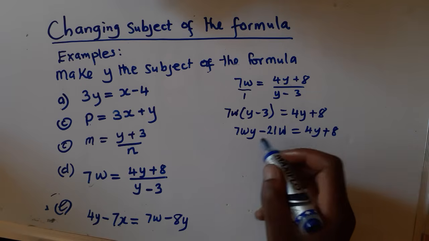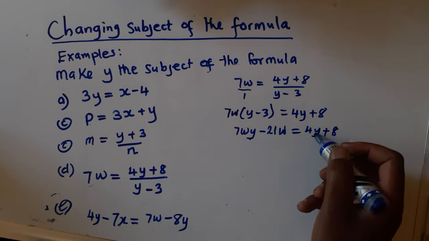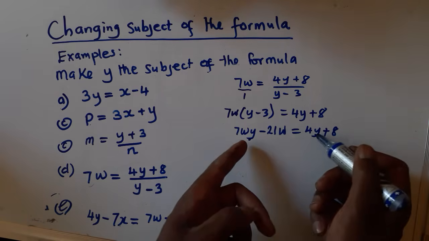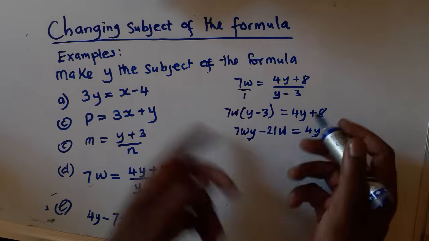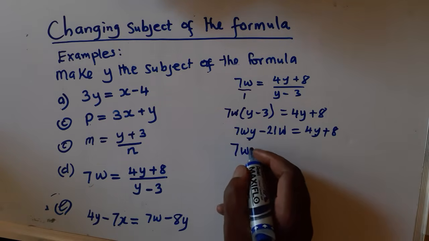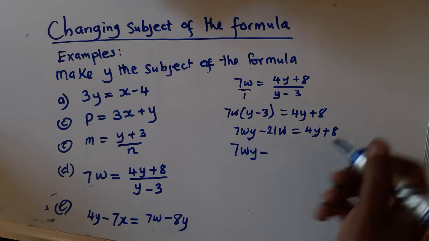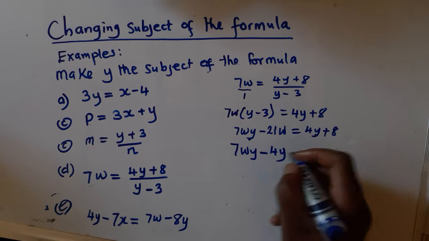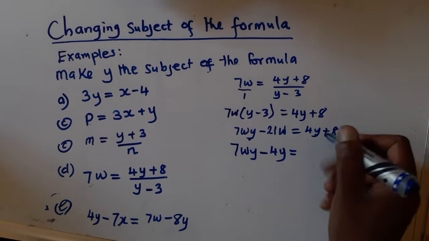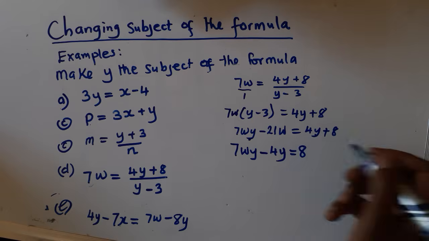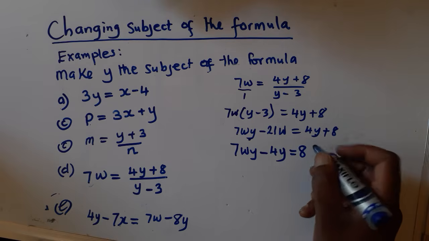We take note, we have y here and we also have y here. These terms that have got y, we need to put them together. They need to come on the same side. So we're going to have 7wy minus, take note, this one is going to be a minus when it comes this side, minus 4y is equals to, what is the sign for this 8? 8 is a plus, so write it here as plus 8.